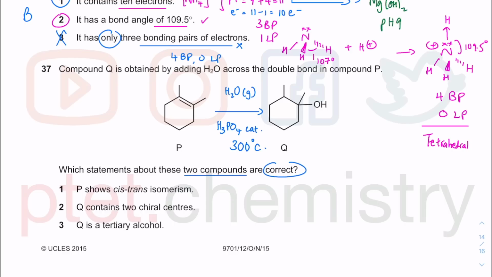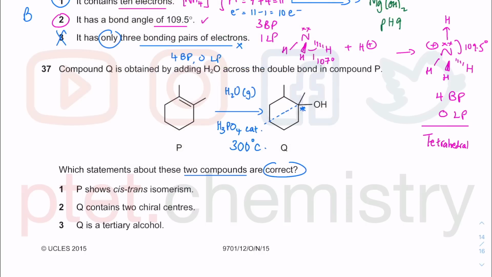Q contains 2 chiral center. I can spot my first chiral center there. If I have my mirror plane there, in the middle there, so this side has a branch there, this side doesn't have a branch, CH3 there, so these and these are different, these and these are different, so I have 4 different groups on this carbon there.